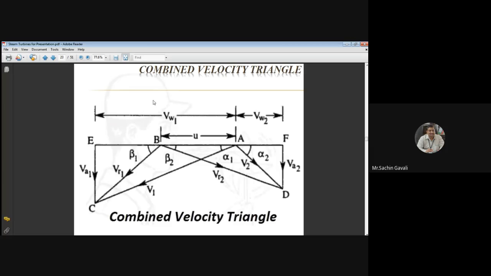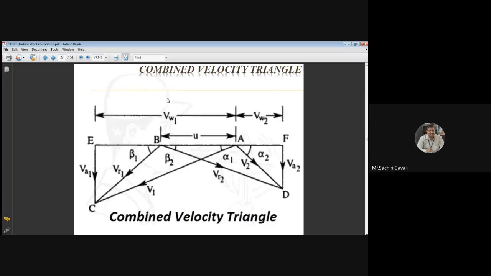That is, diagrammatically, the velocity difference between V1 and U1. It is a vector quantity, so we go for a vector diagram. So V1 and U's difference is equal to Vr1. Whatever angle Vr1 makes with the tangential, horizontal direction is called beta 1. It is called the blade angle at inlet.